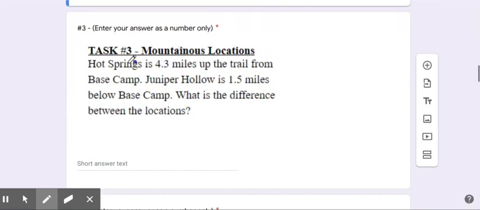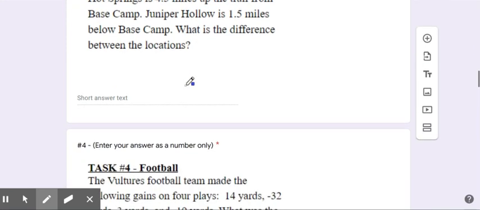Number 3, task 3 is about mountainous locations. Again, enter your answer as a number only. It says Hot Springs is 4.3 miles up the trail from base camp, and Juniper Hollow is 1.5 miles below base camp. What is the difference between these locations? This problem is very similar to number 2.